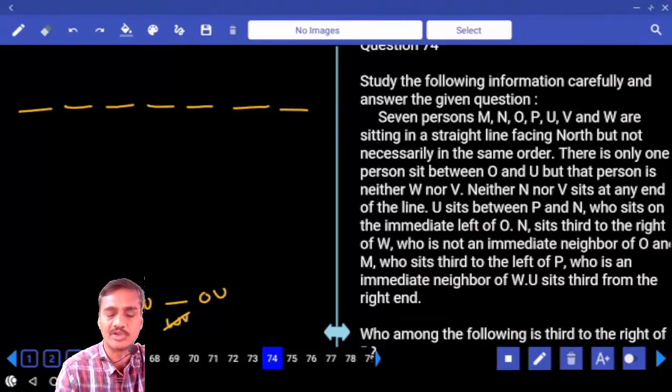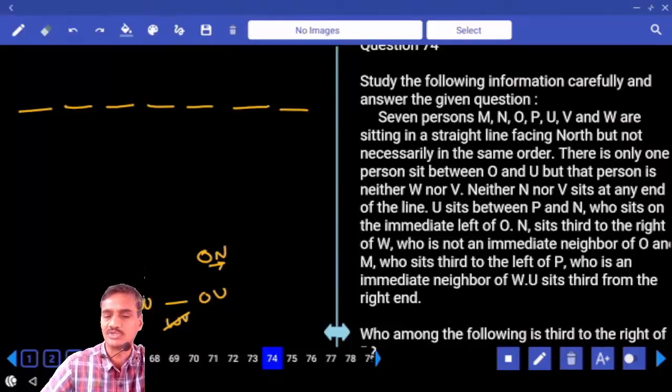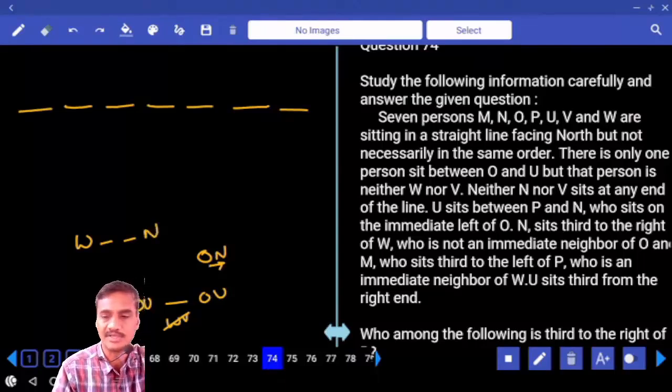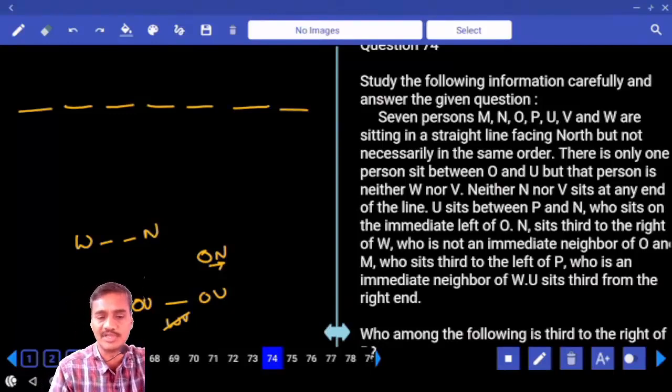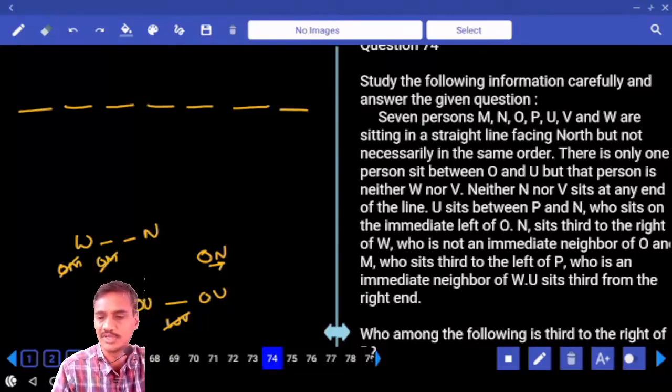N is on the immediate left of O. O is here. N is on the immediate left of O. And U sits between P and N. N sits to the right of W. Now if W is here, N sits to the right of W. W is not an immediate neighbor of O and M. W is not adjacent to O and M. Clear?